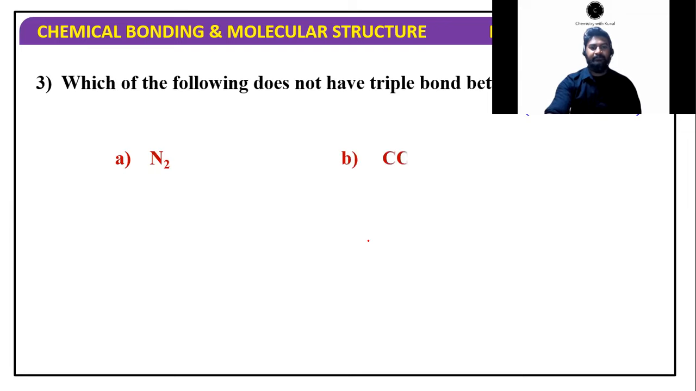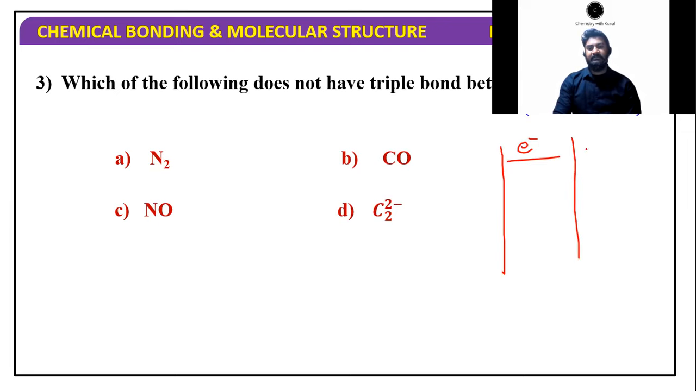Next, which of the following does not have a triple bond between the atoms? So how to do this question? I told you the shortcut, right? Remember? Find the total number of electrons. If the electron count is this, the bond order can be calculated like this. So electrons 14, bond order 3. Electrons 15, bond order 2.5.